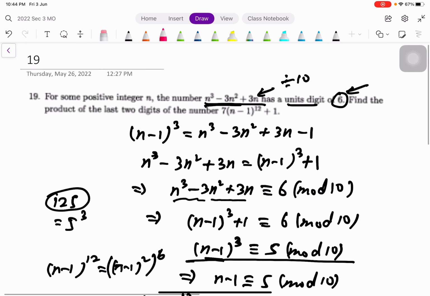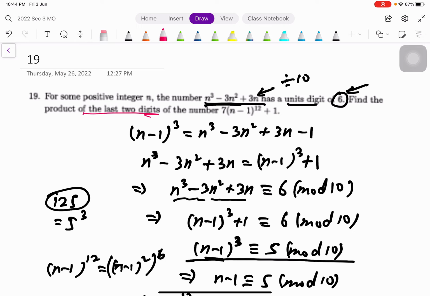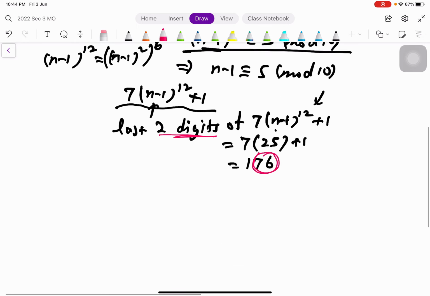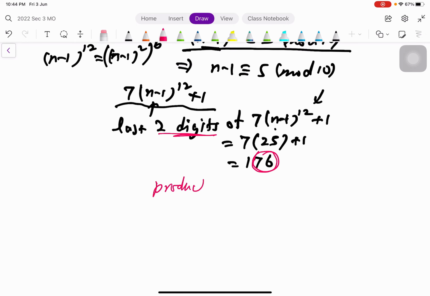And they want us to find the product of the last two digits. Therefore, the product will be just equal to 7 times 6, and the answer is 42. That will be the answer.